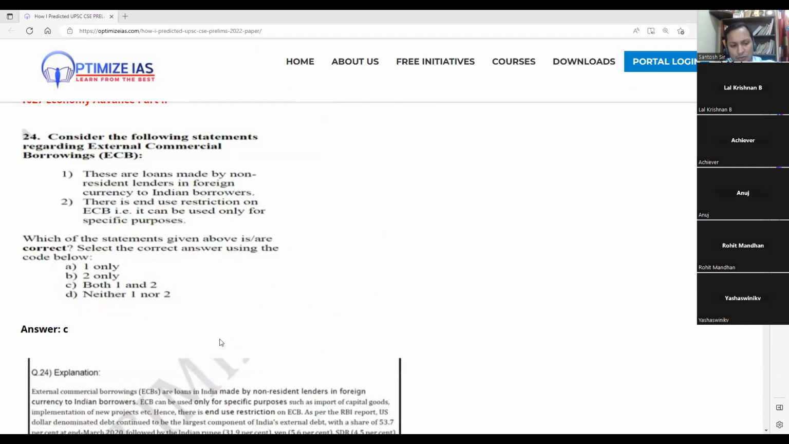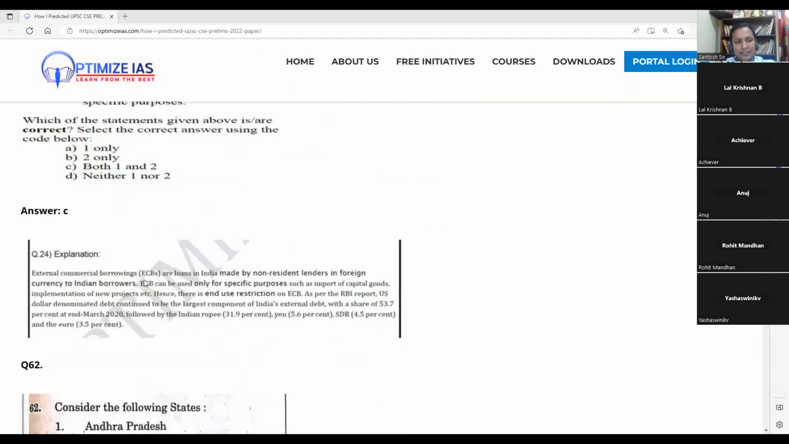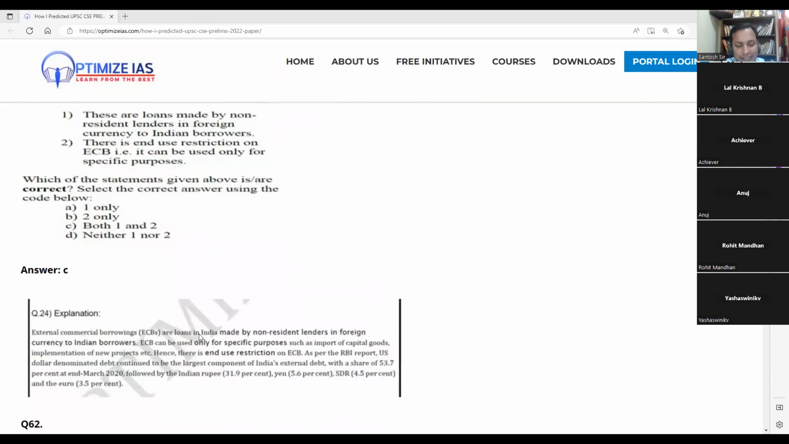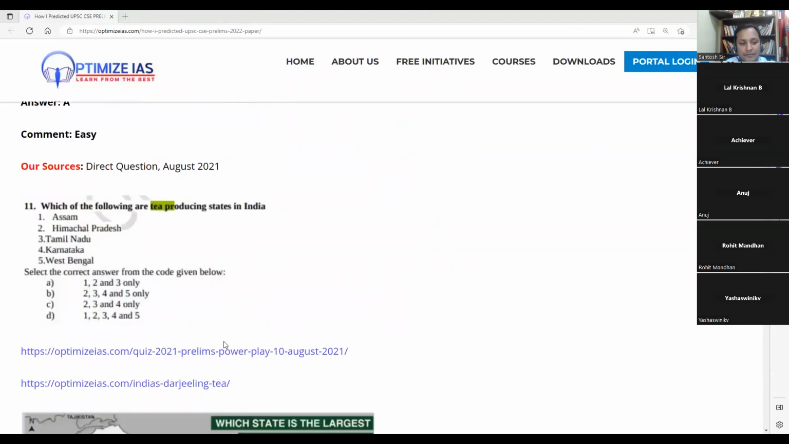You see, so many times I have given ECBs. I have mentioned ECBs are loans made by non-resident lenders in foreign currency to Indian borrowers. ECBs can be used only for specific purposes. And what will happen when the rupee starts depreciating on ECBs? You see, everything has been asked.